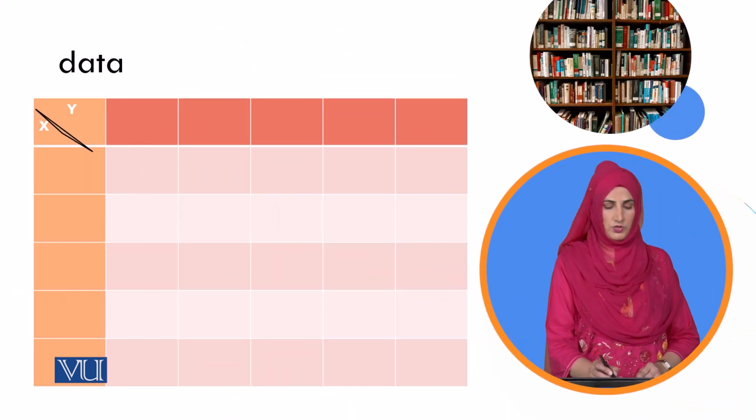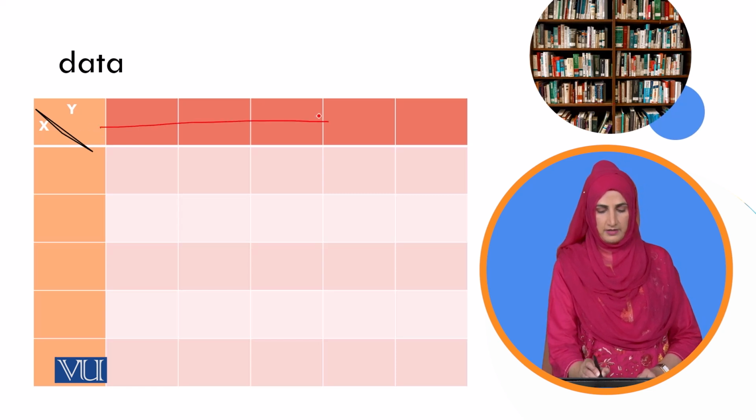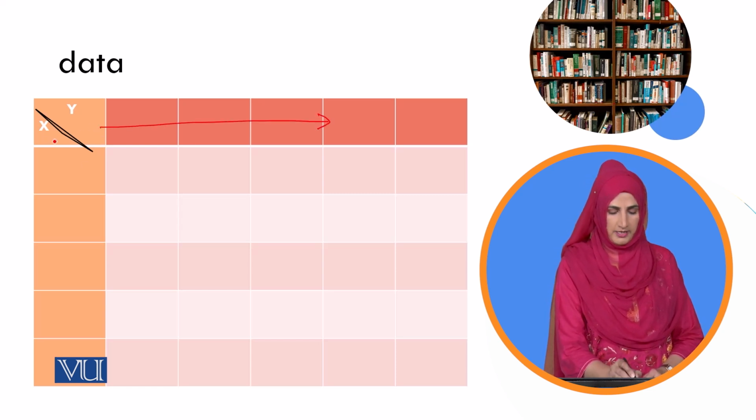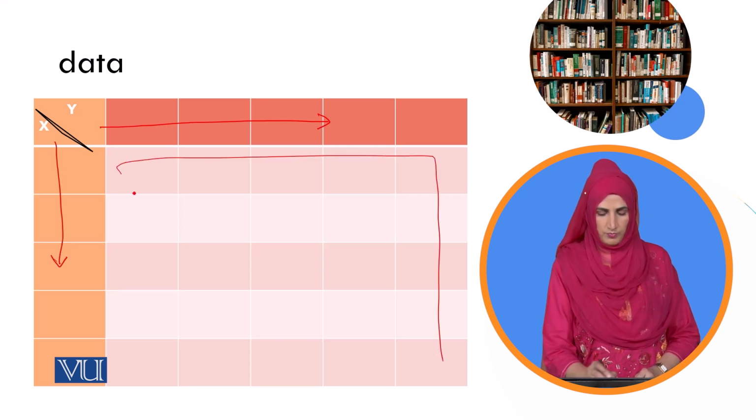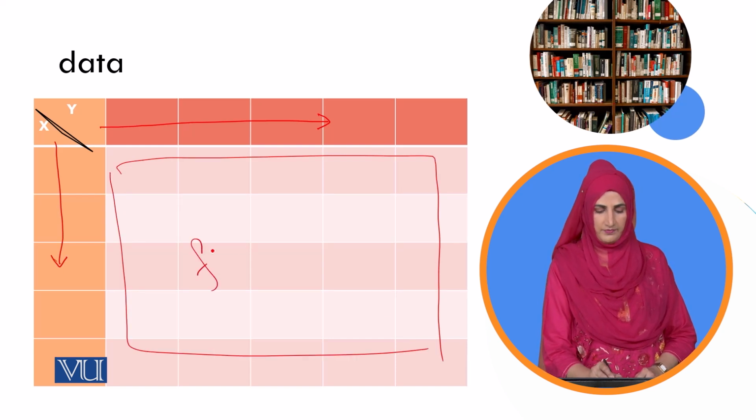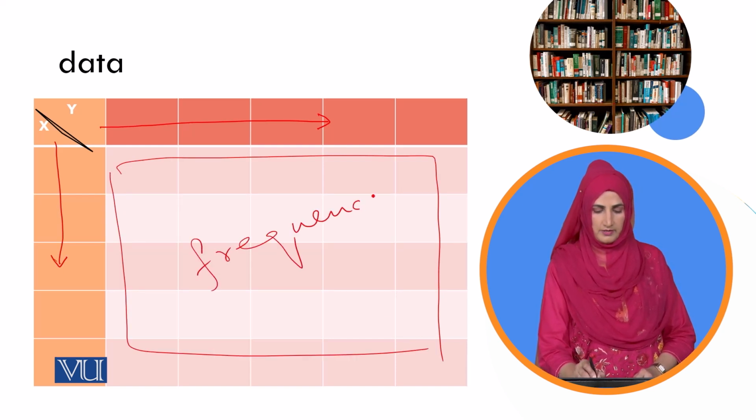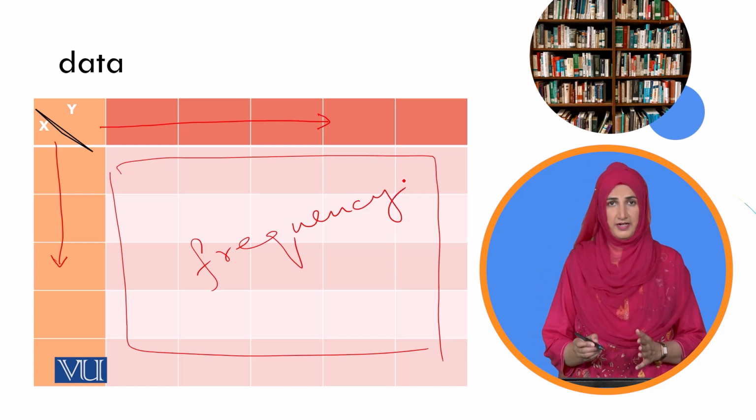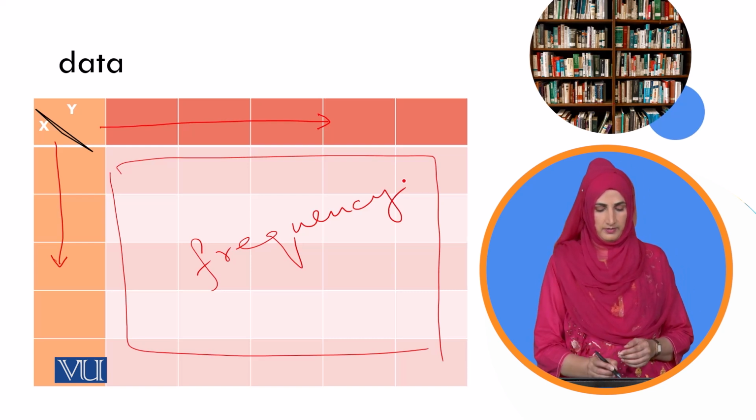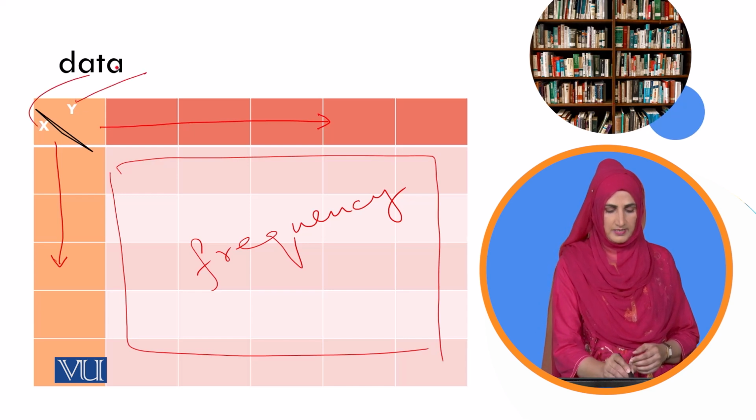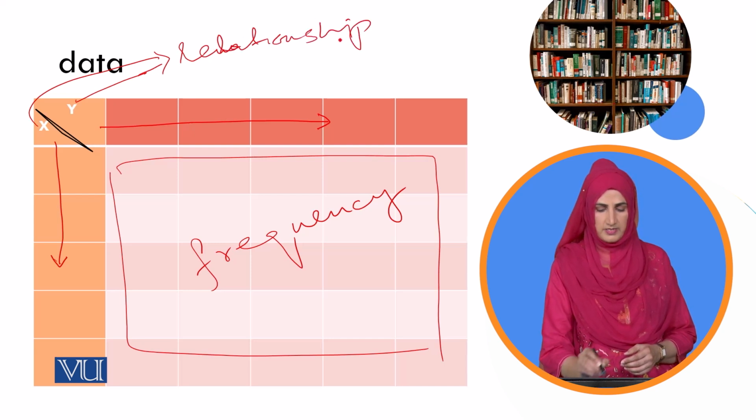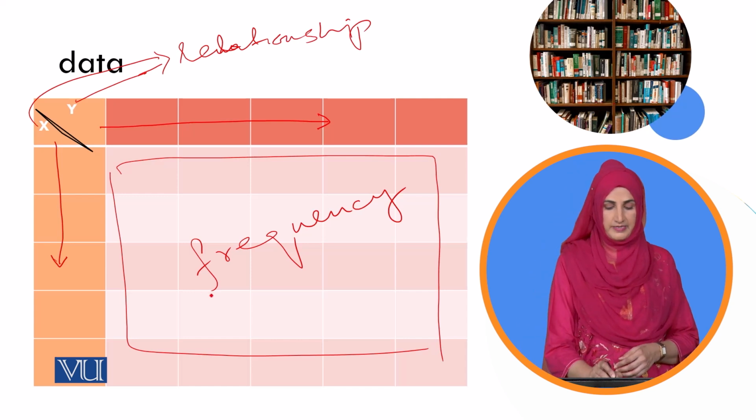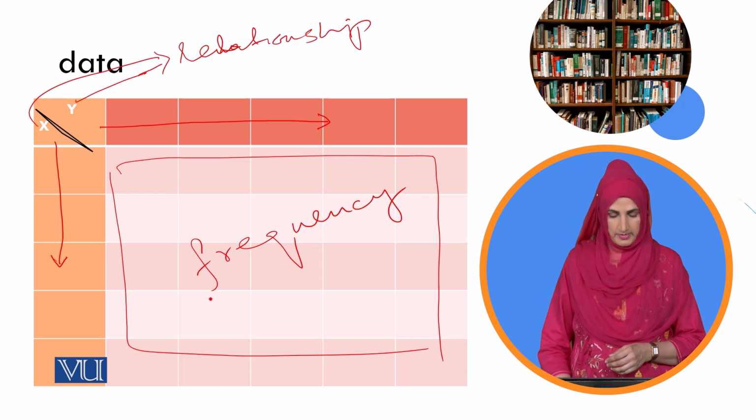Data is given in such a way that one variable is measured horizontally and the other variable is measured vertically. And in the body of the table, frequencies are given. So the format of the data is of this type. These two variables are the required variables among which the relationship is going to be studied. And frequencies are also given along with this data.